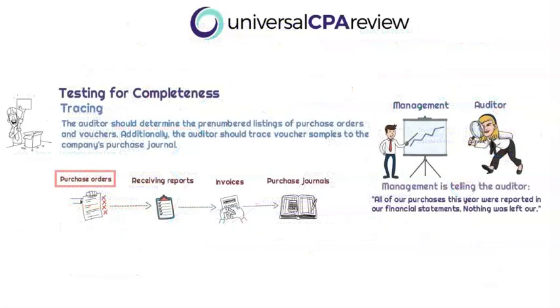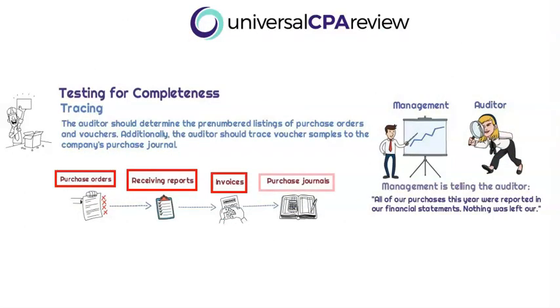Okay, so we're starting with the purchase orders and we're going to be tracing all the way to the receiving report, all the way to the final report that is being presented. All right, so that purchase journal is where we would see a listing of all the purchases that management says that they made. If we trace from the original source document all the way to the final report, that purchase report, then it's safe to assume that nothing has been left out.